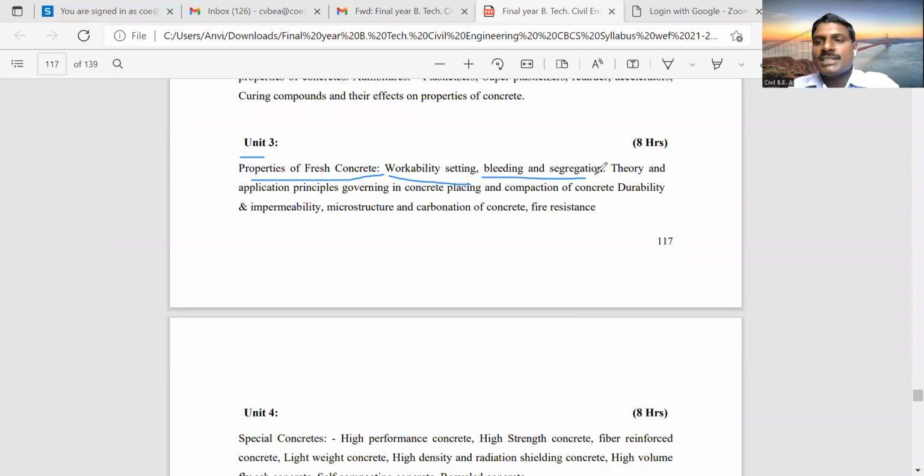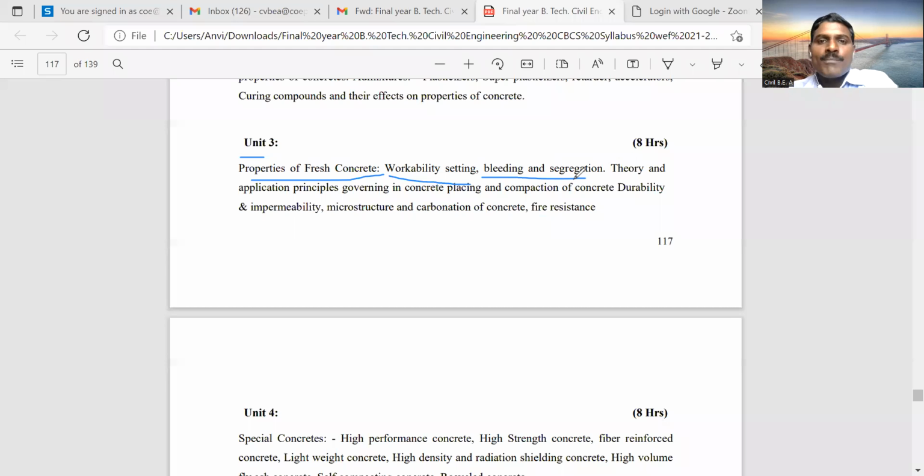Then bleeding and segregation. Have you seen many times the slurry come to the surface and the aggregates settle at the bottom? If you put the concrete in the column from some height, at that time what happens? Due to the heavy weight of aggregate, the aggregate will be at the bottom side and slurry will be at the top side. So that is nothing but the segregation.